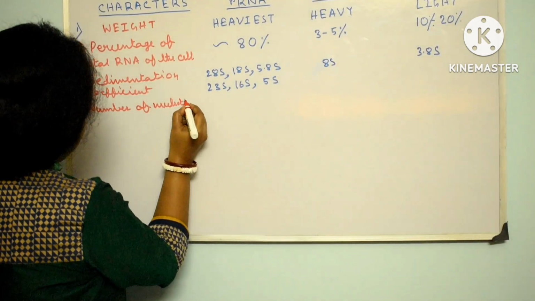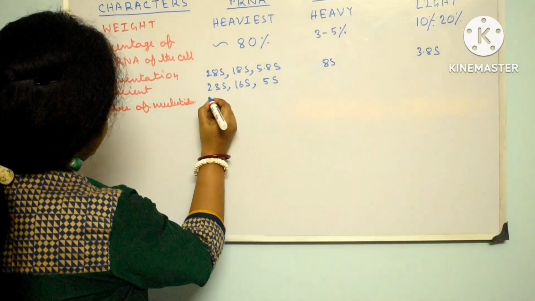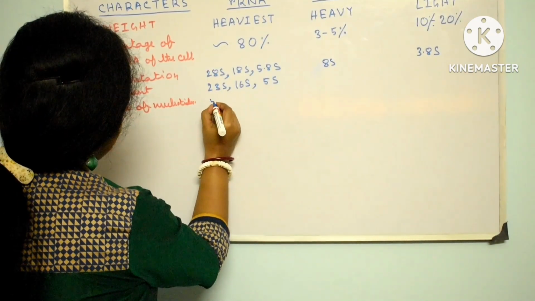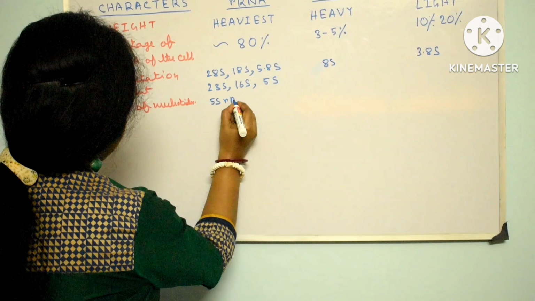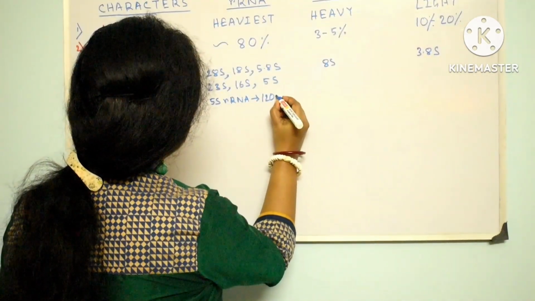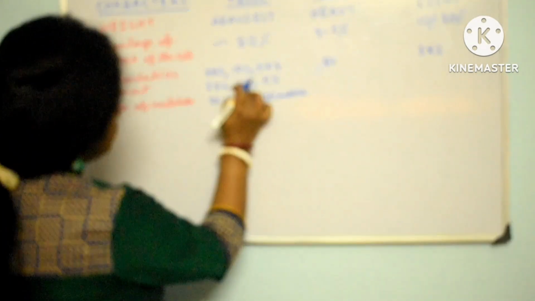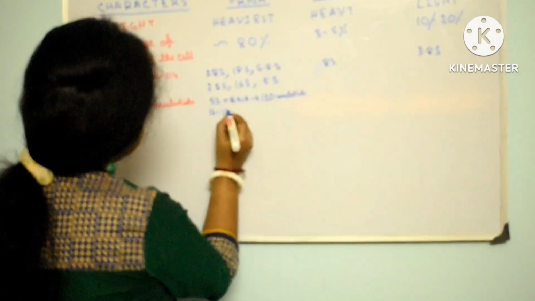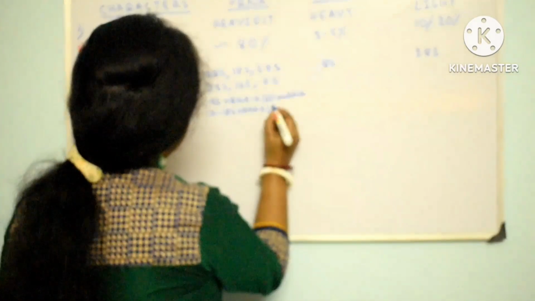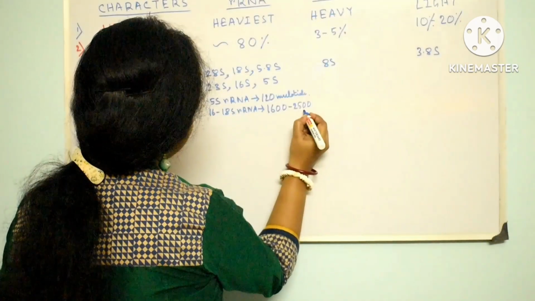Now the next character to be differentiated, point number 4, is the number of nucleotides. In case of 5S rRNA, the number of nucleotides present is 120 nucleotides. In case of 16 to 18S rRNA, 1600 to 2500 nucleotides. I am going to use the abbreviation NT.